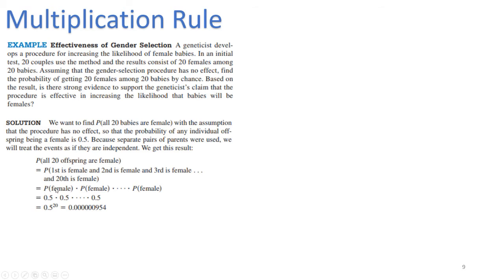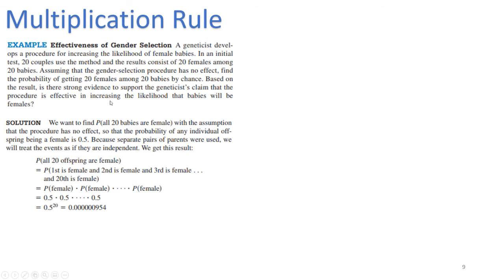So here you begin to see the need for some mathematical knowledge. You do not want to write 0.5 times 0.5 times 0.5. You should recognize that it's 20 of these, so it's 0.5 to the 20th power, and you should not have to go 0.5, 0.5, 0.5 in your calculator. You just say 0.5 to the 20th power, and this is your answer. Very, very small probability. So it is very unlikely that 20 couples would have 20 female babies just by chance.